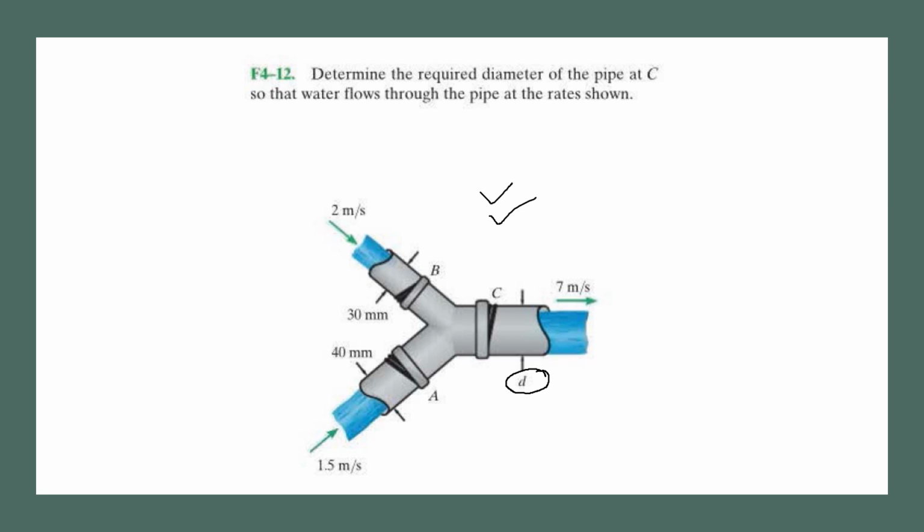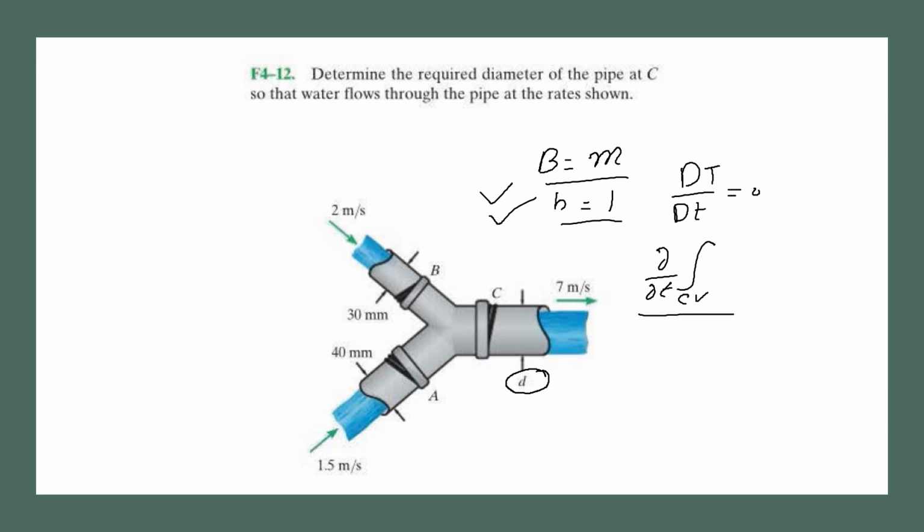Here I can give you some assumptions: the mass is our extensive property again here, so B will be equal to 1 and mass is conserved, so dB over dt will be 0. The control volume term, partial over partial t, will be equated to 0 because this mass will not change inside the control volume with respect to time, so this term will also be equated to 0. So what you will be left with is the equation for the control surfaces. So you have to write equation for these control surfaces and then solve it for this diameter to find it.